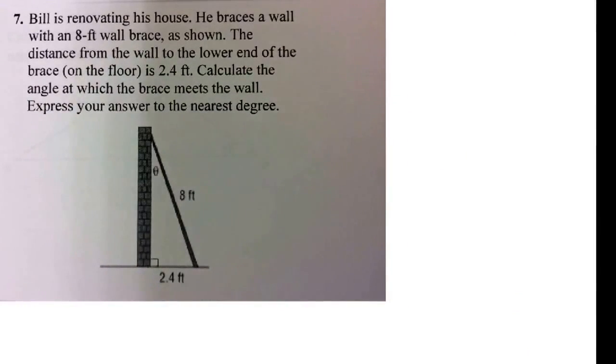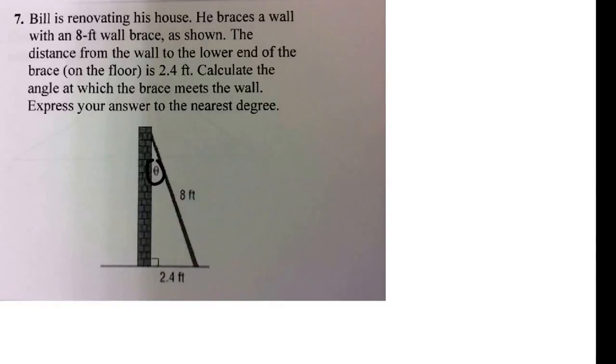Okay, let's try another one. This one says we put a brace up against the wall. They give us that the brace is 8 feet long, and the bottom of it is 2.4 feet away from the wall. The question is, what's the angle? So we're looking for that angle up at the top. It doesn't matter whether it's in feet or meters or centimeters, just ignore the units and carry them on if you need to. In this case, the feet doesn't make any difference.